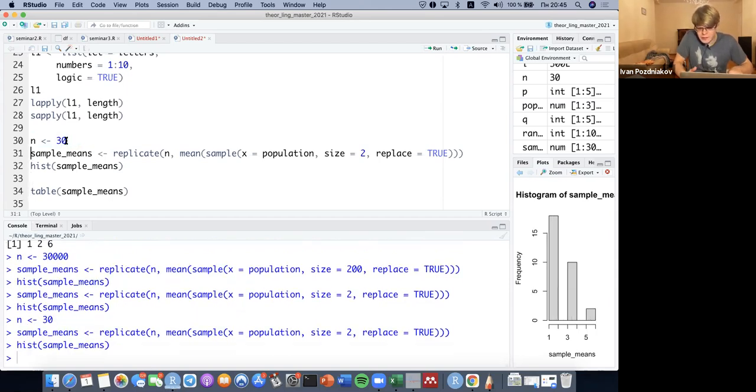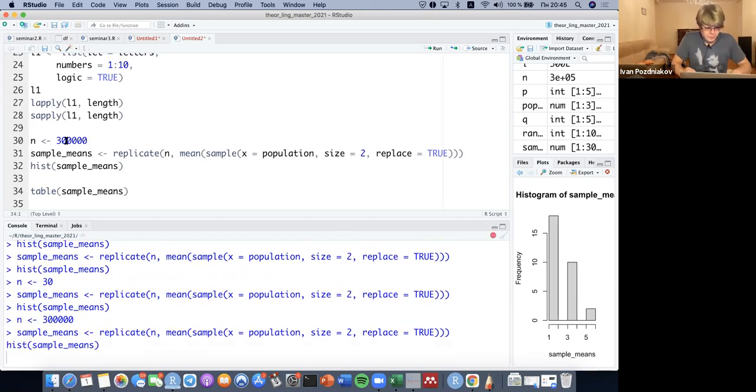Yes, it will change something, but not the shape. It will be a change in precision. With higher precision, we have results closer to the real situation. But yeah, it's just important.